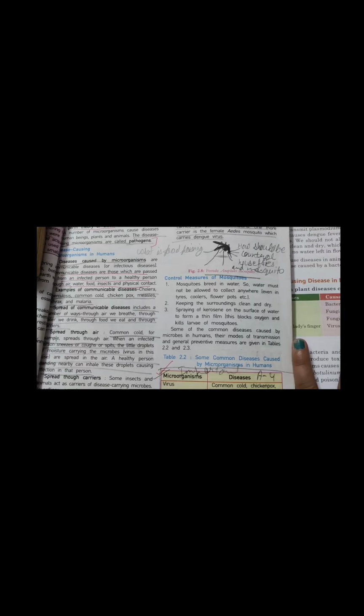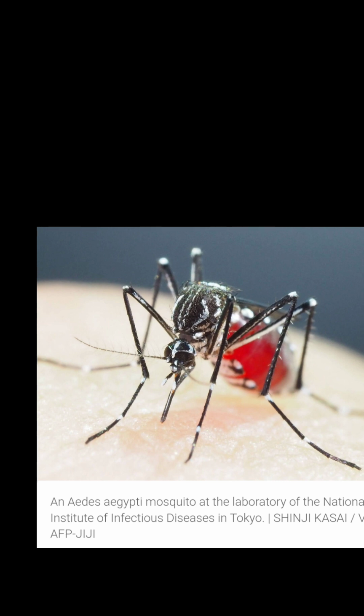Mosquito breed in water, so water must not be allowed to collect anywhere, living in tires, coolers, flower pots, etc. Keeping the surroundings clean and dry. Spraying of kerosene on the surface of water to form a thin film. This blocks oxygen and kills larvae of mosquitoes.